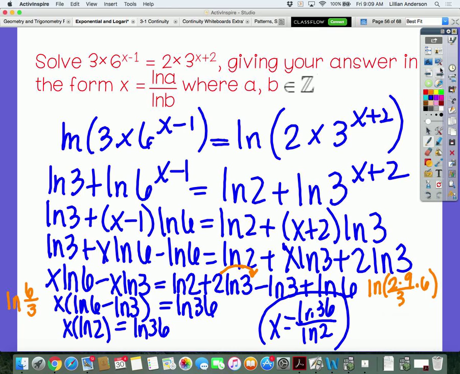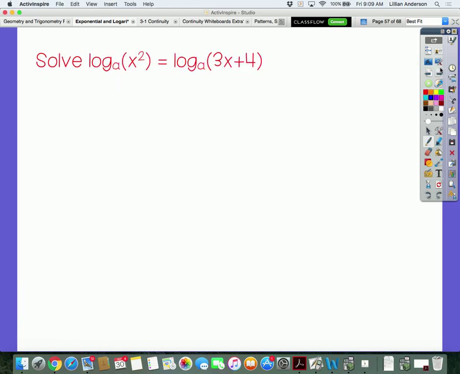So there's some log equations. See how many we can get through. I got 4. Let's see if we can get to all 4. We're going to solve log base a of x squared equals log base a of 3x plus 4.